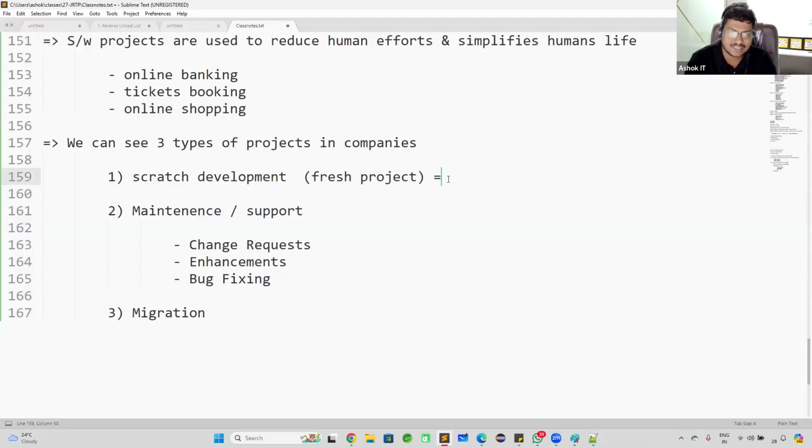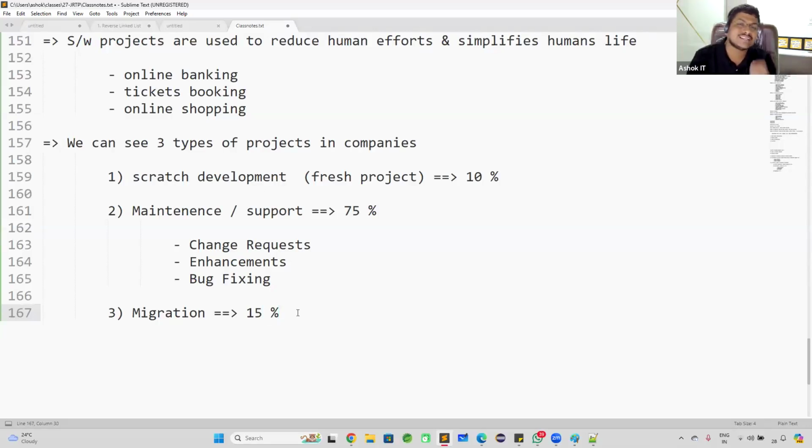And when you see, guys, in the software industry, scratch development projects are only 10%. Here 75% of the projects are under maintenance only. So if you go to a company, 99% you will be working on a maintenance project, because 75% of the projects in the IT industry are under maintenance. And migration projects are 15%.